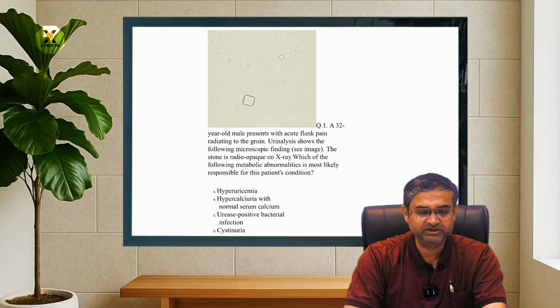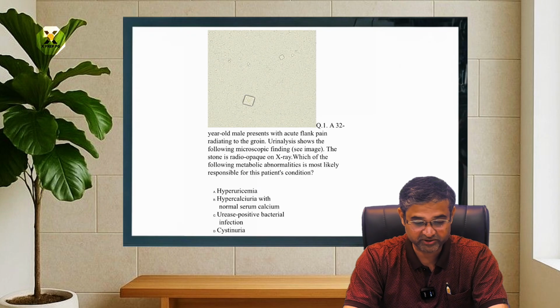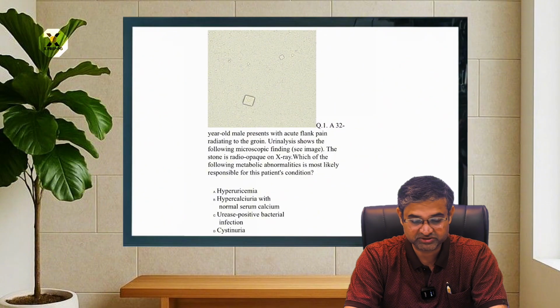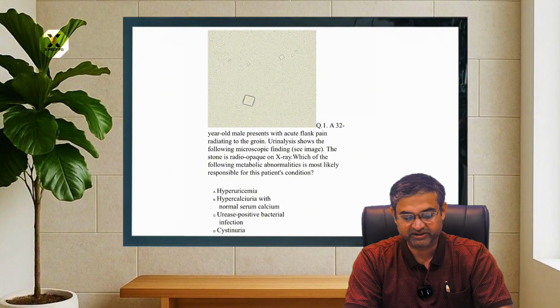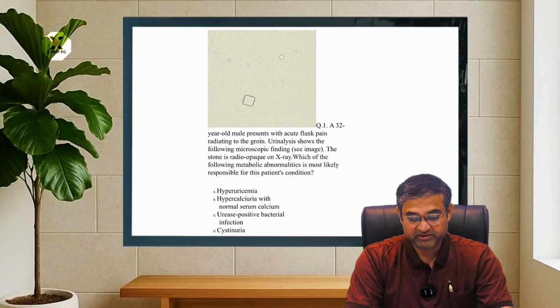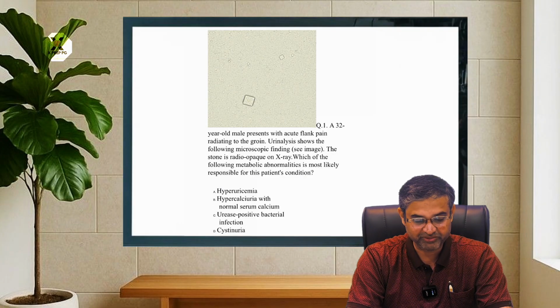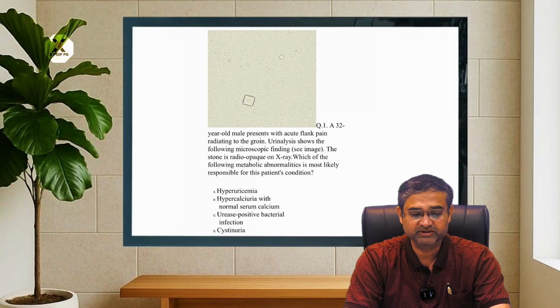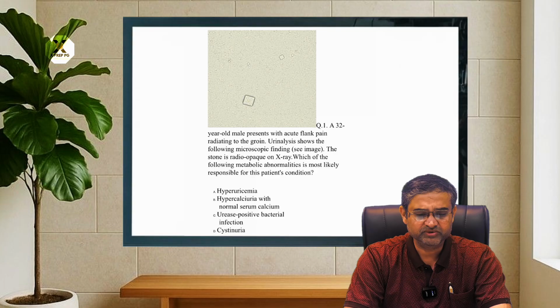The first question asked is: a 32-year-old male presents with acute flank pain radiating to the groin. Urine analysis shows the following microscopic finding, which is shown in the image. The stone is radio-opaque on X-ray. The question is, which of the following metabolic abnormalities is likely responsible for this condition? So you see the image and I will read the options.